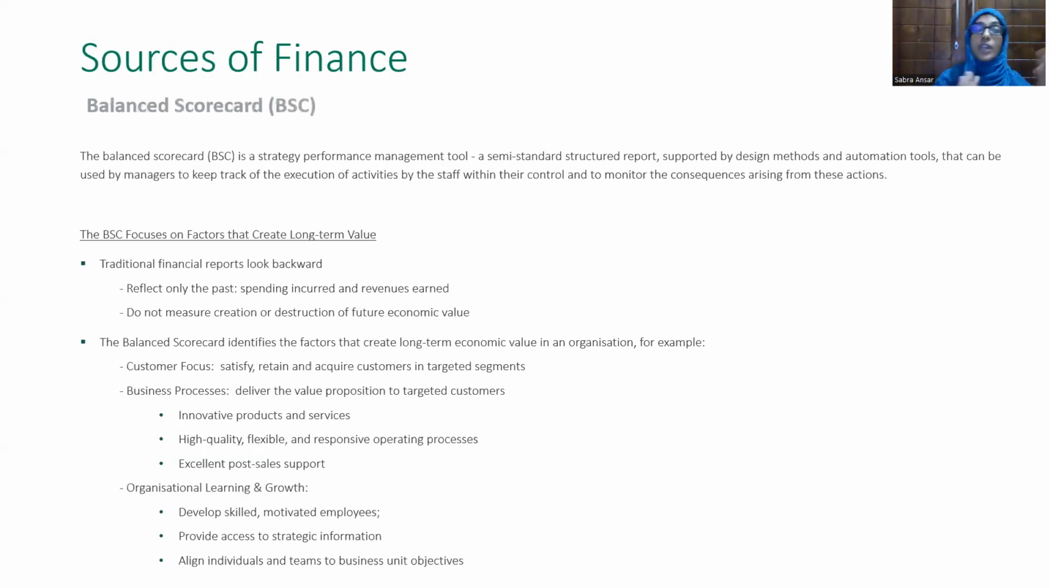So now moving on, we are going towards a certain section, which is also related to the source of finance. Actually, this is more towards controlling and managing the organization, I should say. So this would include a section called Balance Scorecard, BSC. This is a particular management tool that is used.